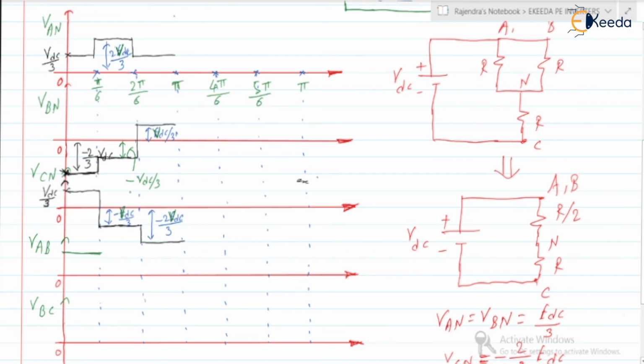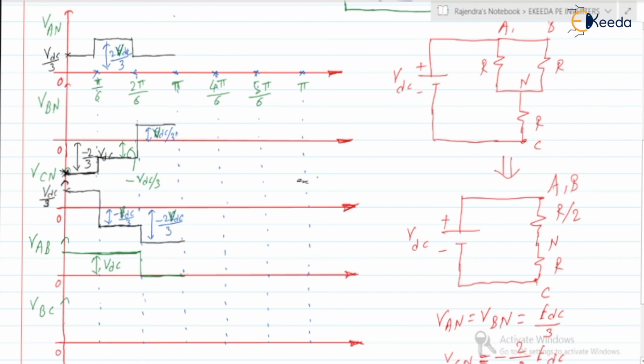Okay, so now next, 2 VDC by 3 minus of minus VDC by 3, so again it is a constant, that is a VDC pulse. Okay, so this pulse will be equal to VDC. During the third interval, it is VDC by 3 minus VDC by 3, so it should be 0, right? During the third interval, it will be 0. Are you getting the point?